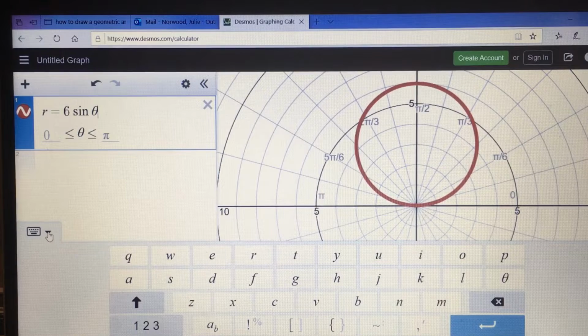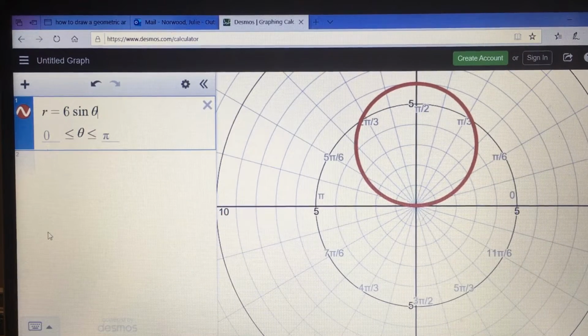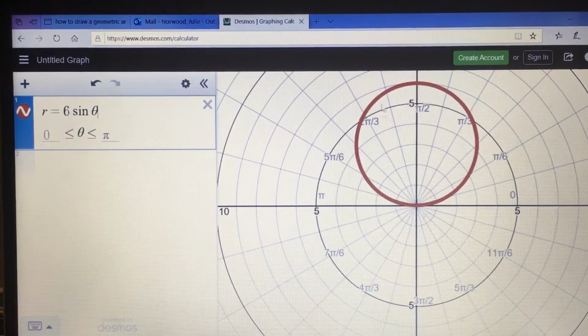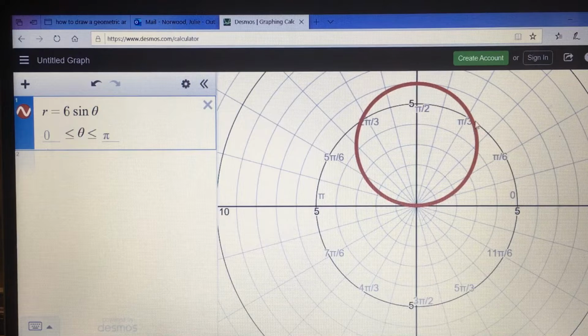You might notice that you just get a circle, but you also should notice that it still has symmetry to the y-axis. It is sine, so that symmetry still holds, because this point right here and this point right here have the same sine value. That's something that's consistent.